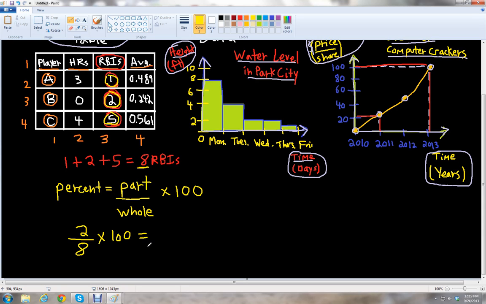So the easiest way to do this is we could simplify the fraction 2 over 8 and then multiply that by 100. So what we'll do is we'll reduce 2 over 8, and so 2 divided by 2 is 1, and 8 divided by 2 is 4. And then we'll have, 4 goes into 100 how many times? So we'll do some division to the side.